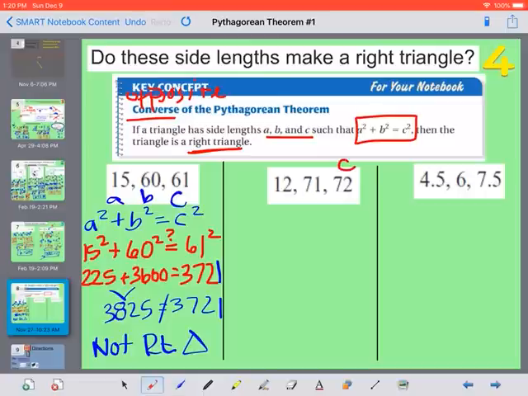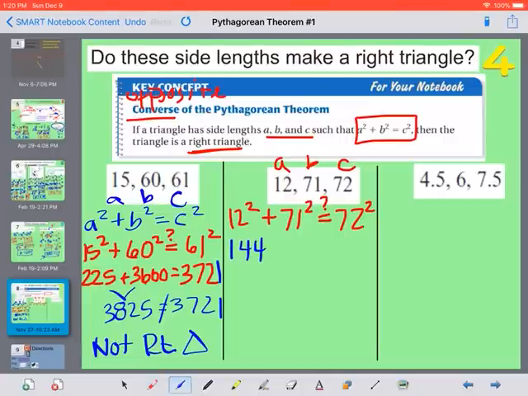C is always our longest side. The other two are A and B. So we have 12 squared plus 71 squared equals 72 squared. We need to see is that true or not. 12 times 12, hopefully you should know that one. 144. 71 squared is 5,041. Again, I'm just plugging these in my calculator. And then 72 squared is 5,184.